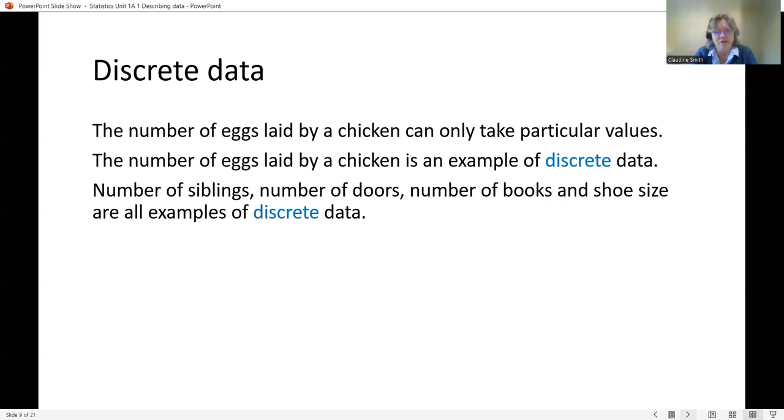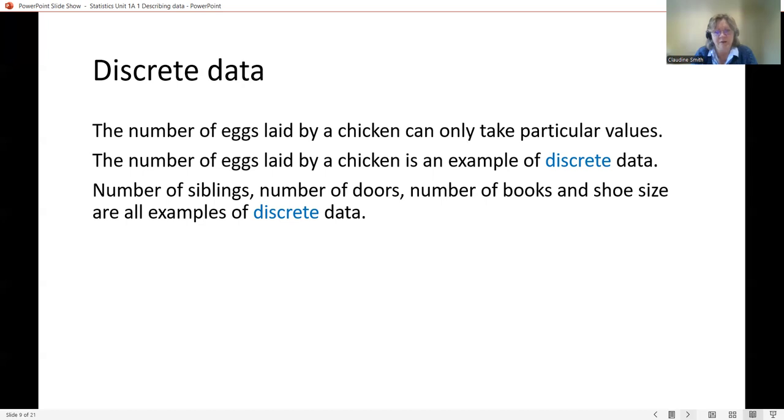So shoe size is an interesting one. Shoe size is discrete because shoes are only available in specific shoe sizes. So if it's the UK shoe size system, for example, shoe sizes 1, 2, 3, 4, 5, 6, 7, 8, 9, etc. Or continental shoe sizes 36, 37, 38, 39, 40.